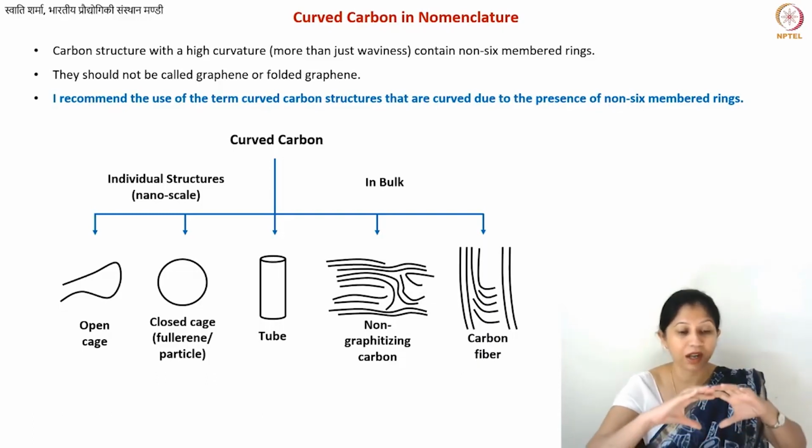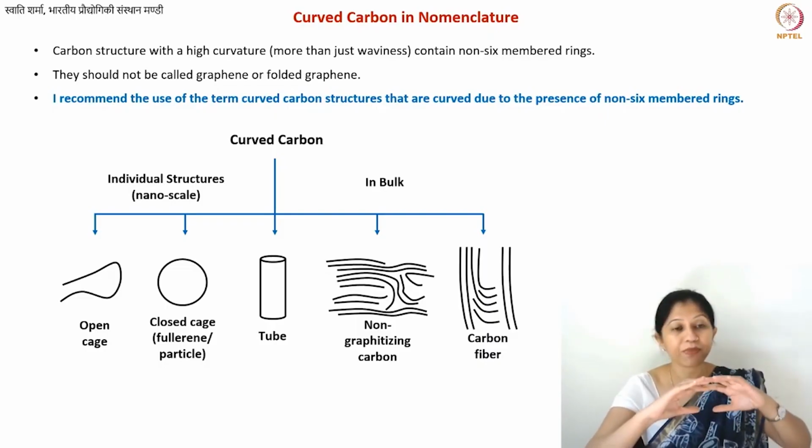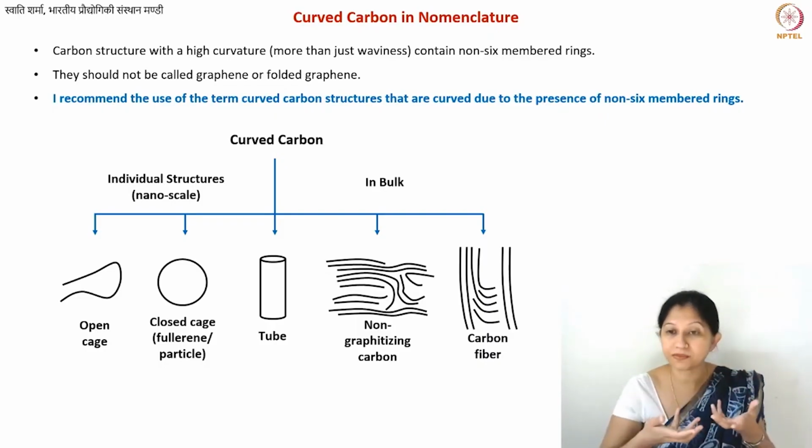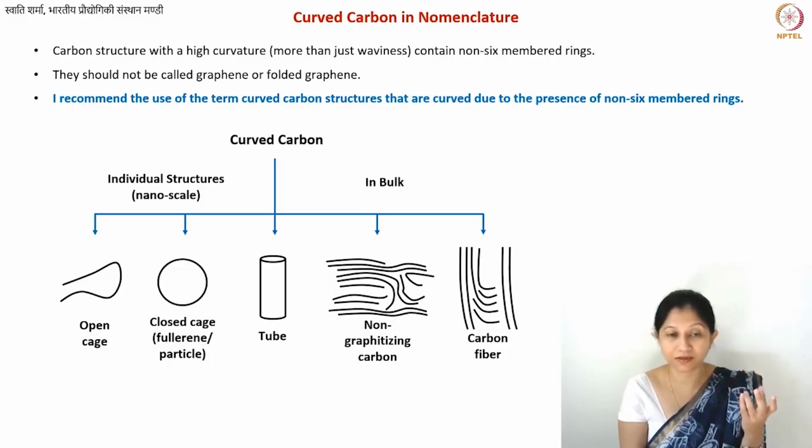So whenever you have a lot of defects in your graphene or point defects in your graphene-like sheets, in that case they tend to fold. And then when they have a very strong curvature, you should not call them graphene even if they are single layers, because they then have a lot of non-6 membered rings in them. So these are then called curved carbon structures.